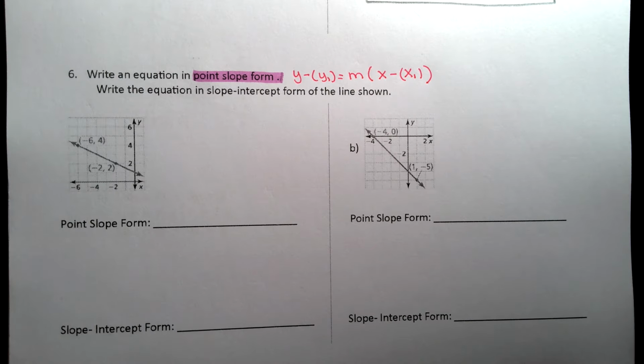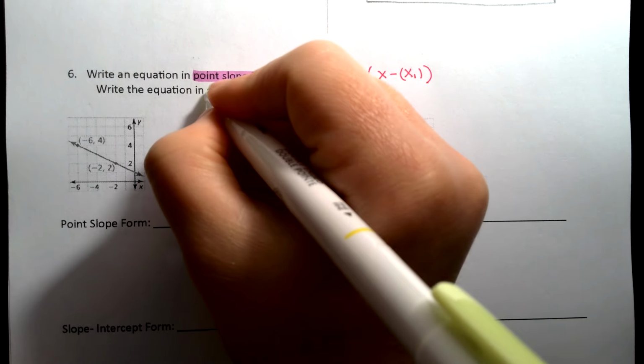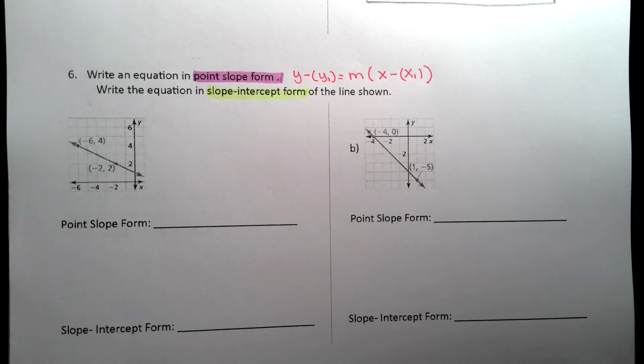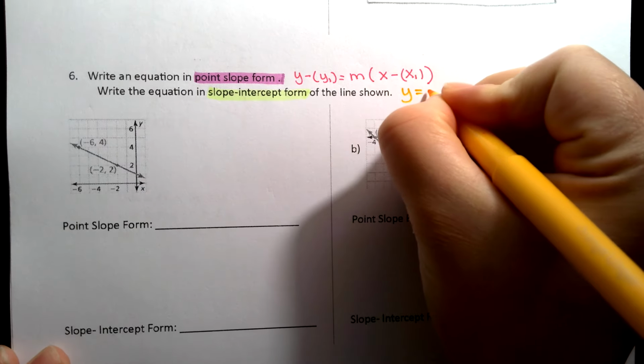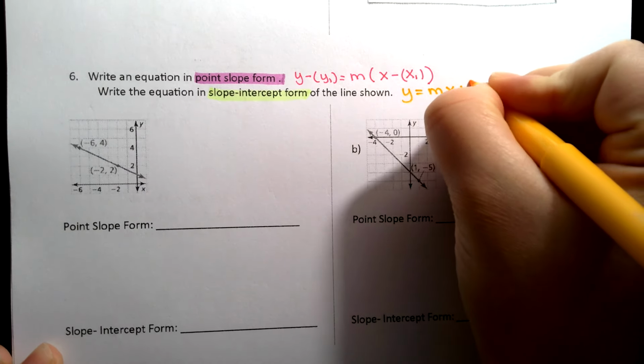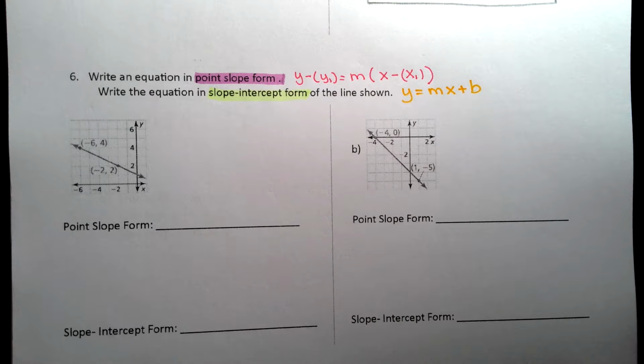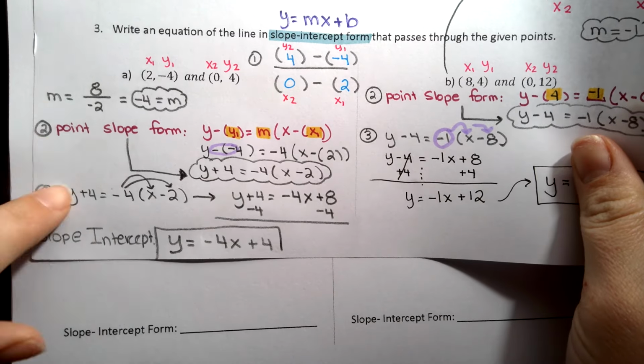Then they want the answer in, so we're learning to read the directions. Write an equation in point slope form. That is point slope form in pink. Then they want it in slope-intercept form. So now they're looking for another equation, and that equation is y equals mx plus b. So we want two formats. So think back to question number 3, where we ended up having both, and that's what we want.